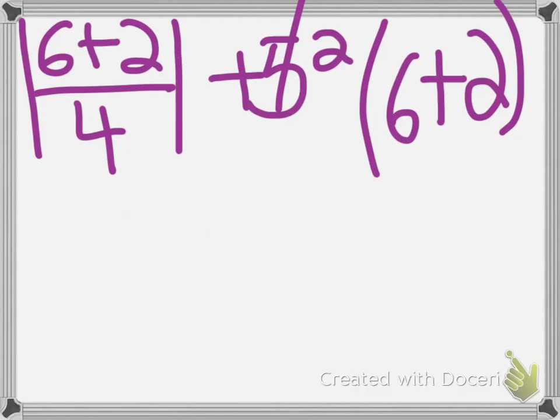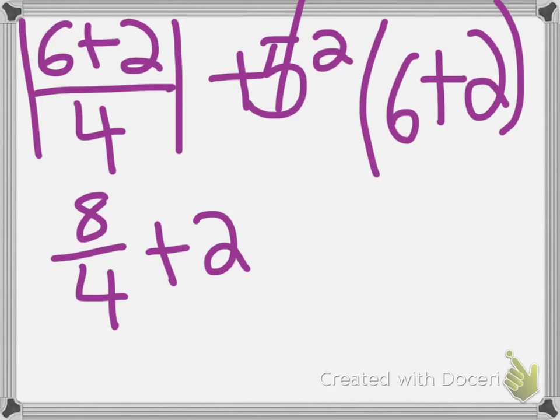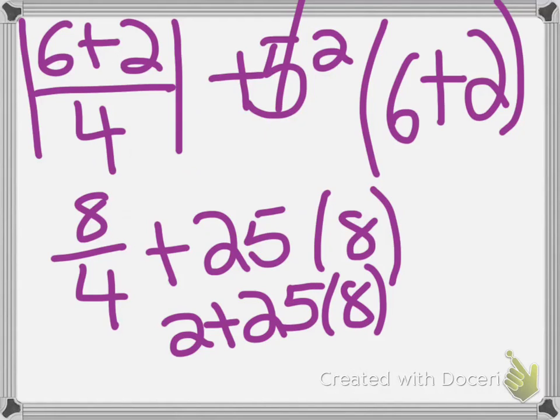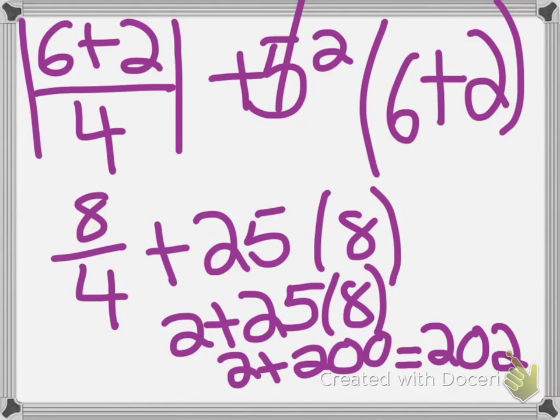6 plus 2. First we're going to do the parentheses, which is like the absolute value, and it's 8 over 4 plus 25. I'm just putting this all into one step because it's easier. You can do it each way. Times 8. And then you divide, so it's 2 plus 25 times 8. Okay, so then you have to multiply, and it's 2 plus 200. I'm kind of running out of room, but it equals 202.